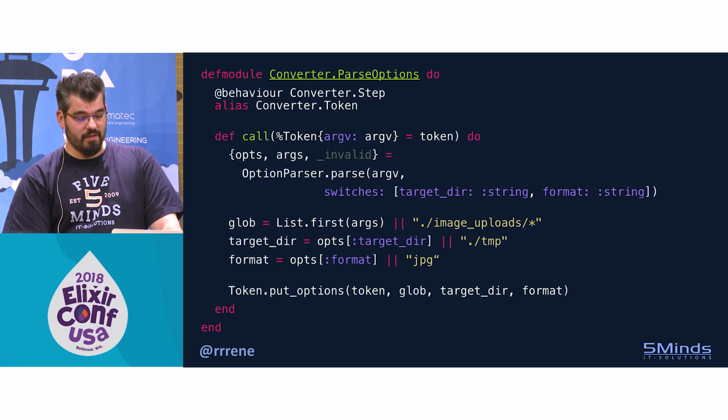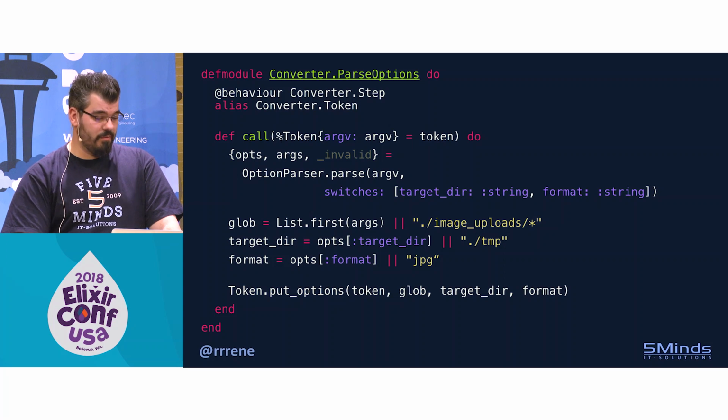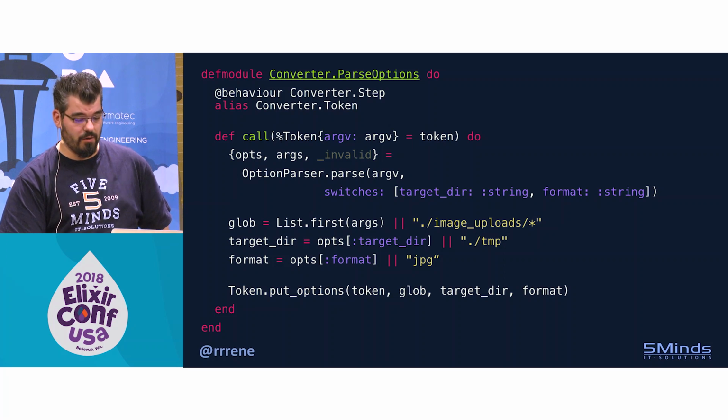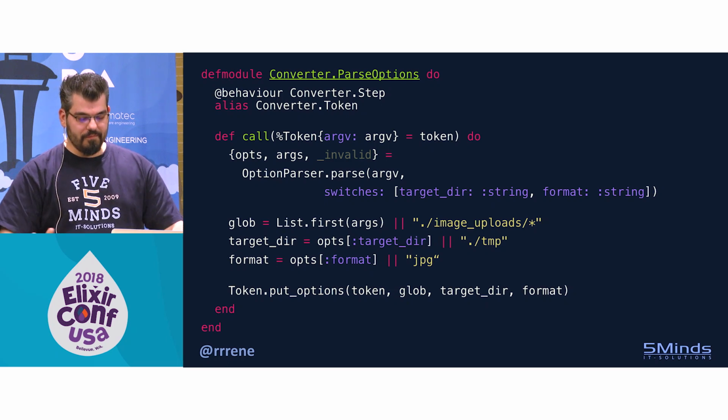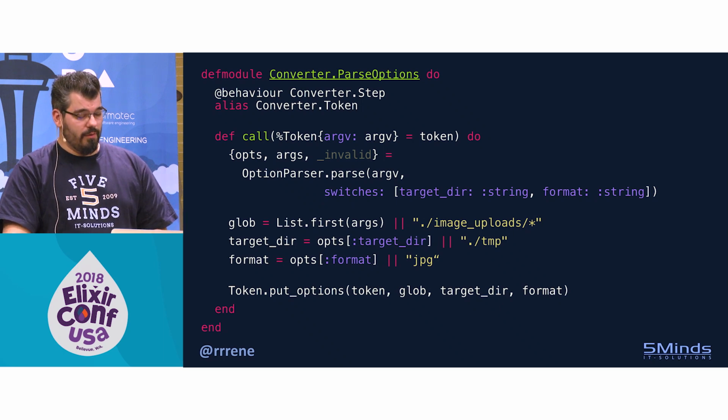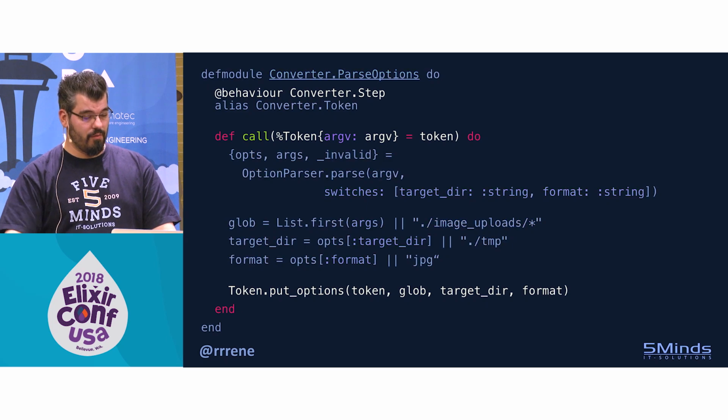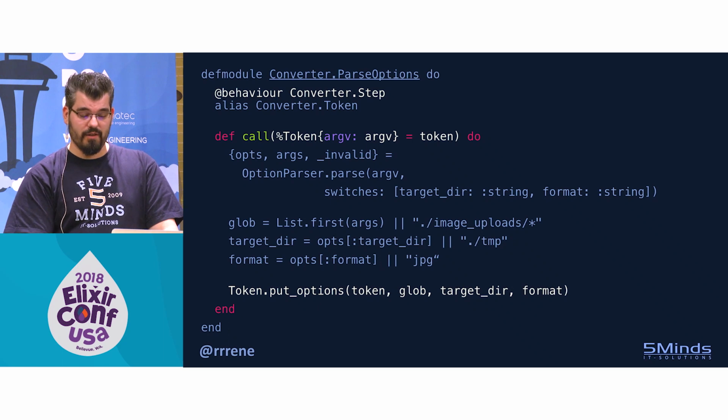Now let's see what a single step looks like. This is the first step in our business process that parses the options from the argument given to the mix task. And it is pretty straightforward. We're just using option parser to get the options from the argv list and set some default values. And this is the complete module unabridged. But we can focus on these 3 lines to see how we are registering the behavior and implementing the call function, which takes a token as its only parameter and returns a token.